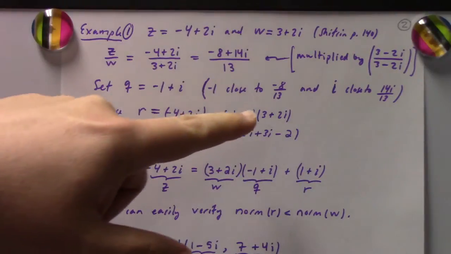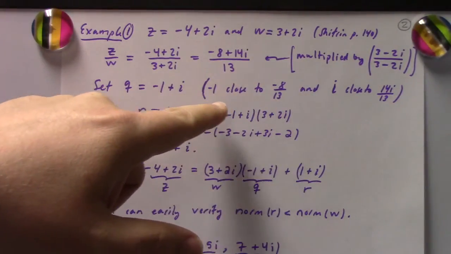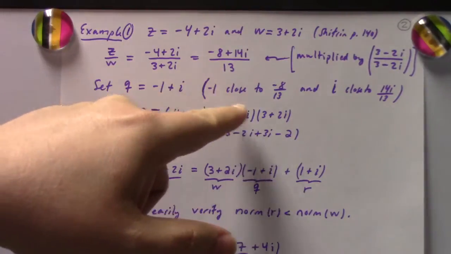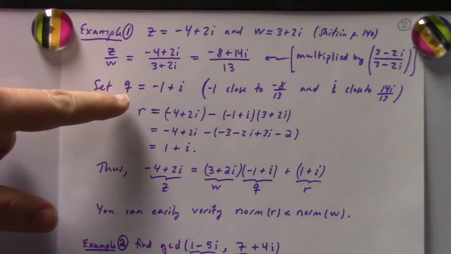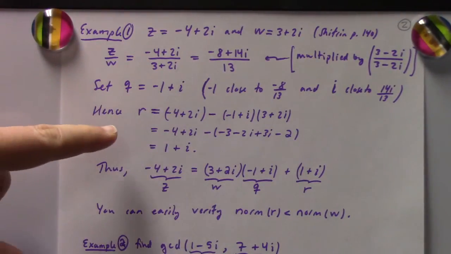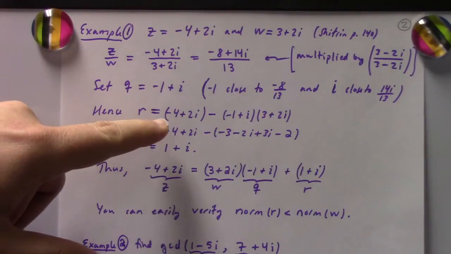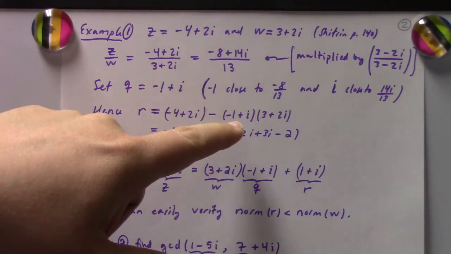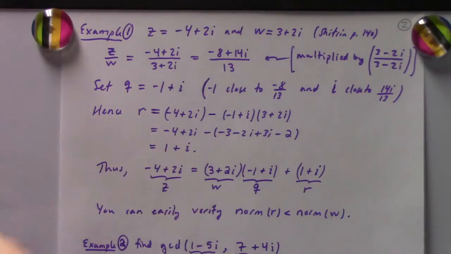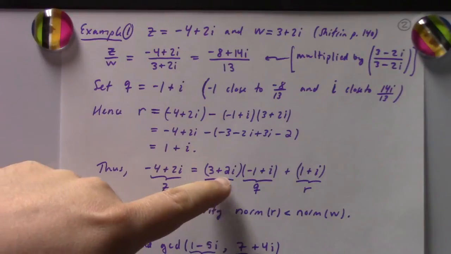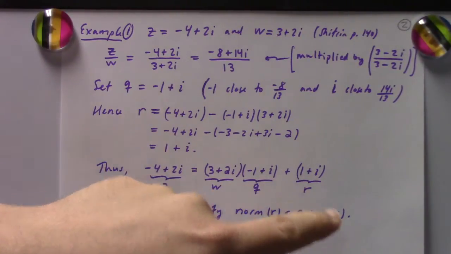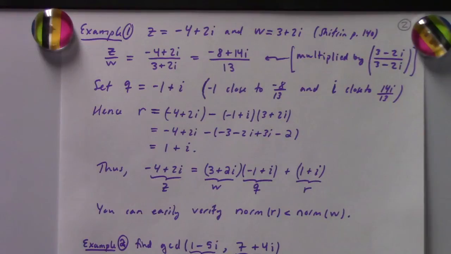Well, minus 8 over 13 is close to minus 1, and 14 over 13 is close to 1, so a reasonable quotient would be minus 1 plus i. Then you can calculate that the remainder is z minus q times w, which ends up giving you 1 plus i. So z, minus 4 plus 2i, is equal to w, 3 plus 2i, the dividing number, times the quotient, plus the remainder. And you can easily check that the norm of the remainder is less than the norm of the dividing number. Okay, that's one example.